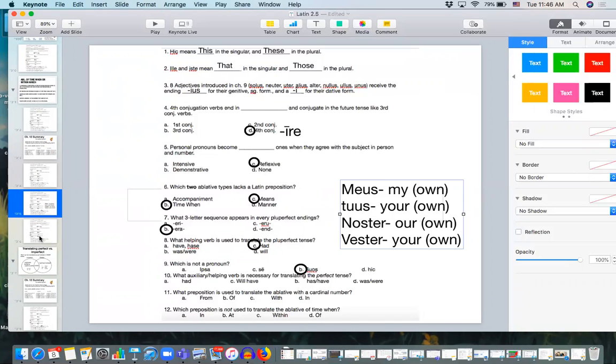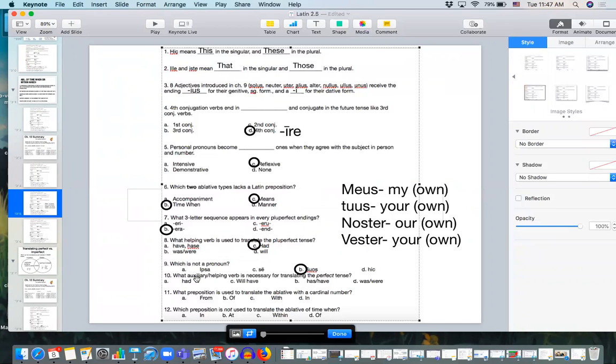Number 10, what auxiliary verb, or helping verb? Auxiliary is the fancy word for helping verb. Which you don't know, it's like, it's not. Anyway, I got a bone to pick about this word. Okay.